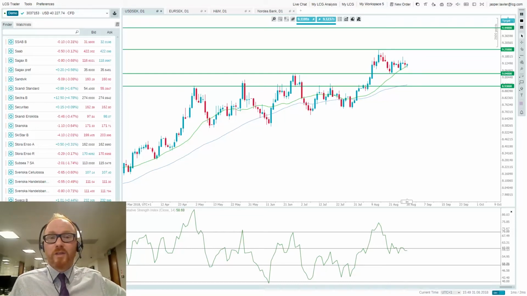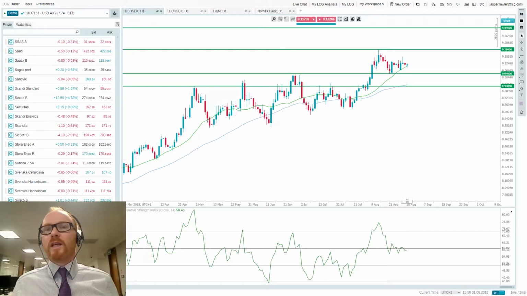We've got the Swedish election coming up, and so just wanted to quickly discuss the Swedish krona against the dollar and the euro. Also a couple of key Swedish stocks available on the LCG trader platform to perhaps trade on the Monday following the election. So the election's on the 9th of September, and then we'll obviously be tracking forex markets on the 9th and stock markets on the 10th.